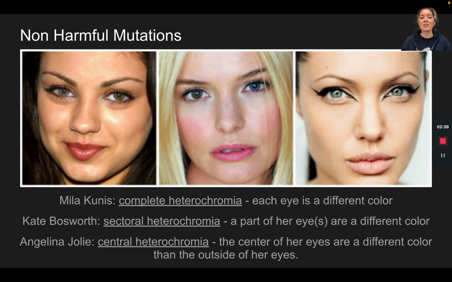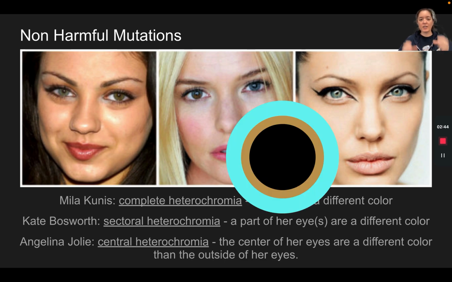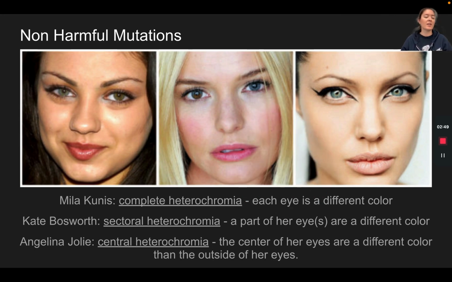The last example is Angelina Jolie. She has what's called central heterochromia. So central means the center. The very center of her eye is a different color than the outside of her eye. So she has sort of rings of different colors in her eye. Very interesting. These don't hurt the women. It's just more of an interesting attribute to how they look.